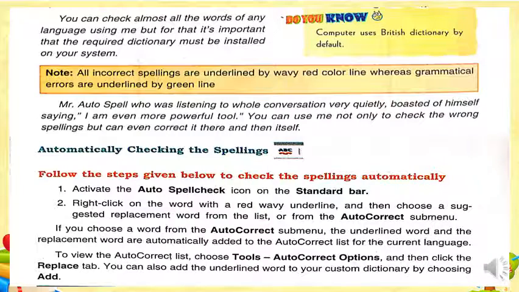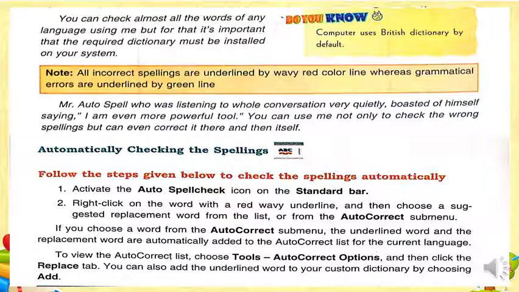You can check almost all the words of any language using me, but for that it's important that the required dictionary must be installed on your computer system. But do you know the computer uses a British dictionary by default? Note, all incorrect spellings are underlined by a wavy red line, whereas grammatical errors are underlined by a green line.